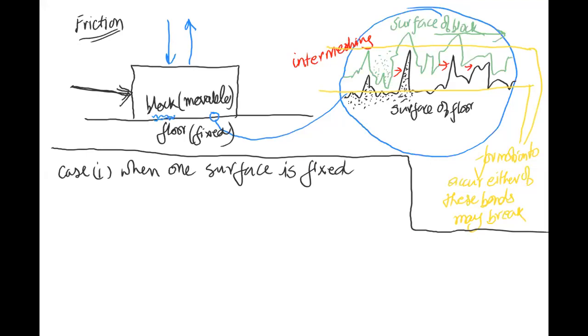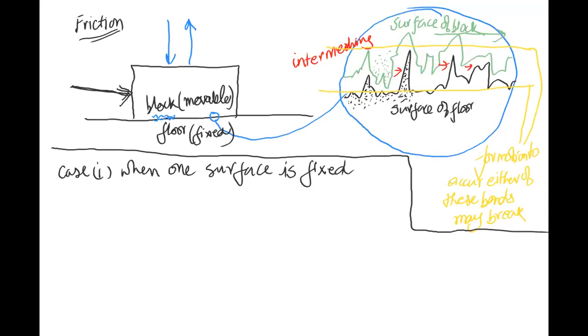First is when one surface is fixed, you want to move something on the floor, or maybe you want to move something on a wall. Floor and wall are two words that we use in physics to denote surfaces which are fixed. So whenever one surface is fixed, the following rules will apply, which I will tell you.